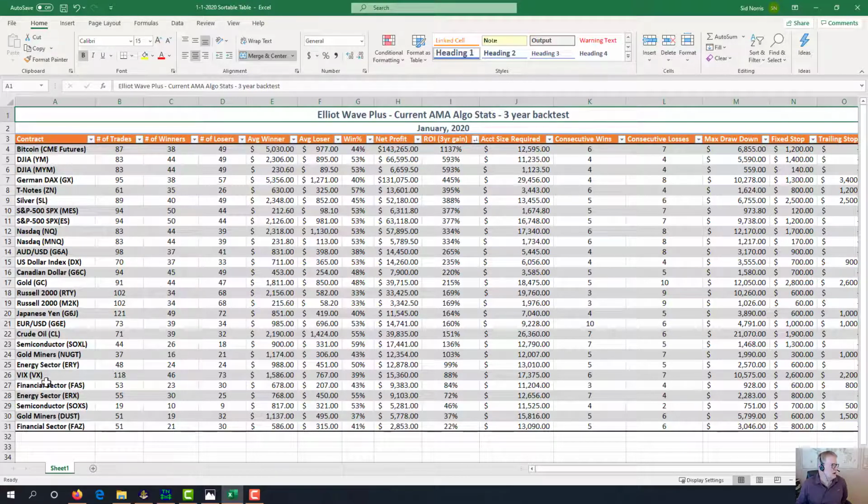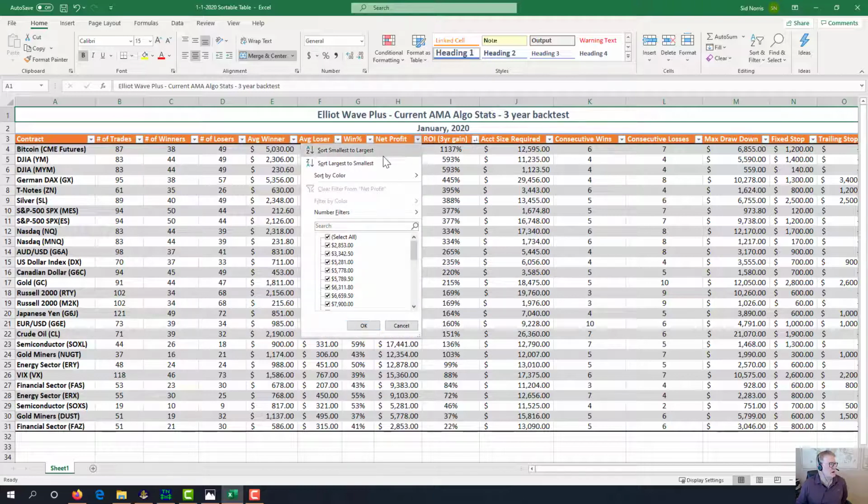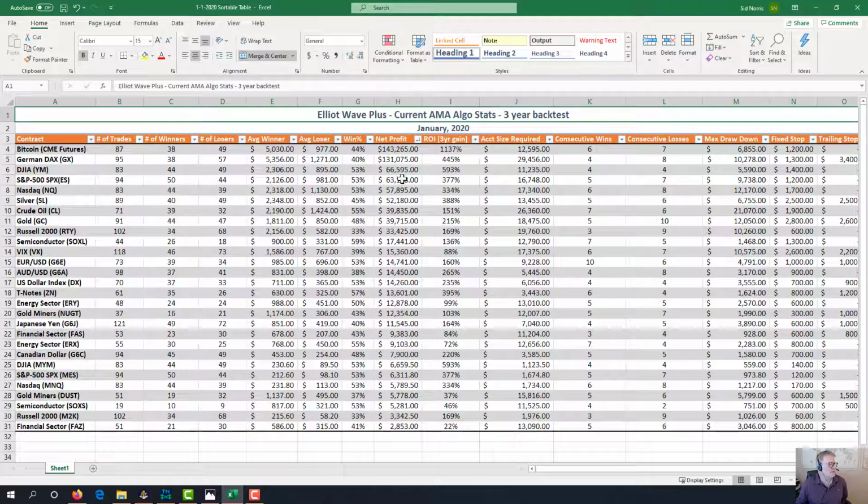This is all the items, tradable items. There's more than 20 there actually. And if you want to sort by the net profit brought in based on the algo signals, had these settings been the way they currently are right now over that entire span of 3 years.